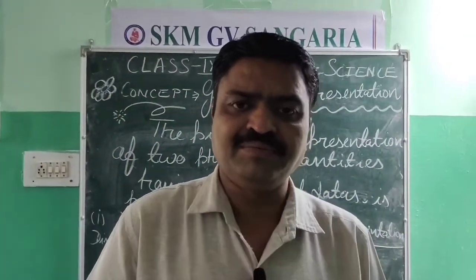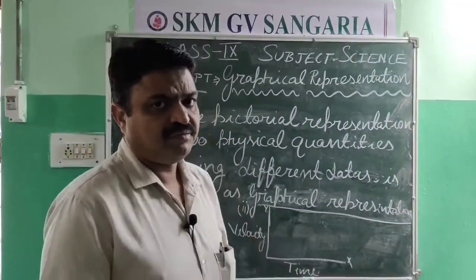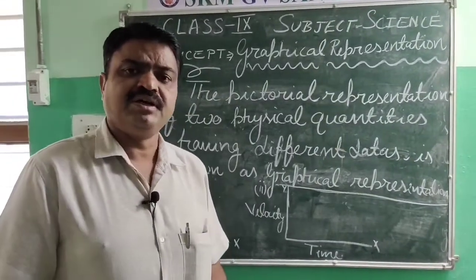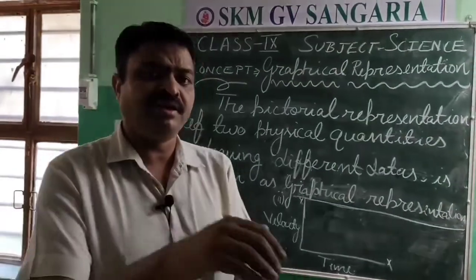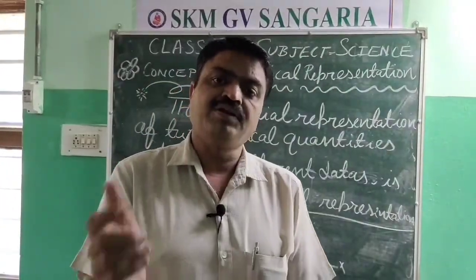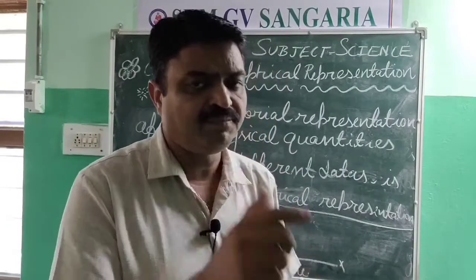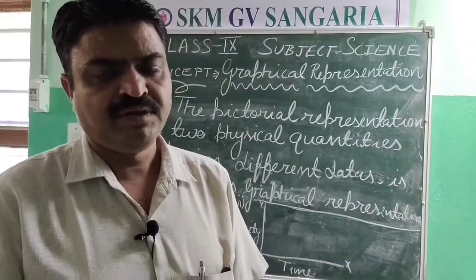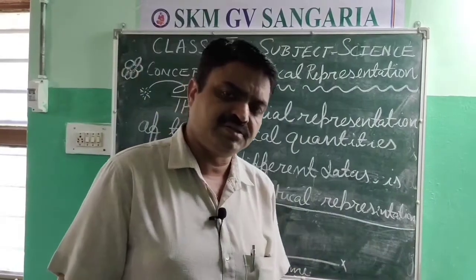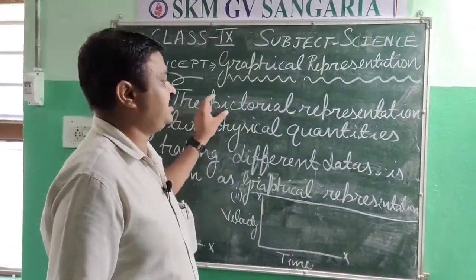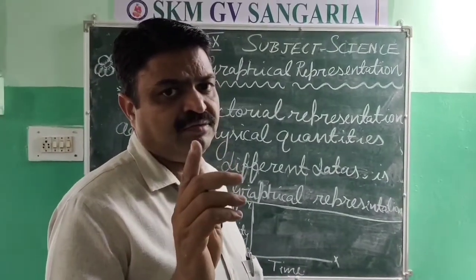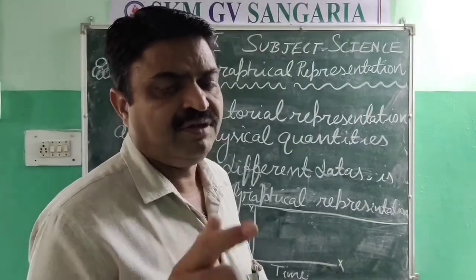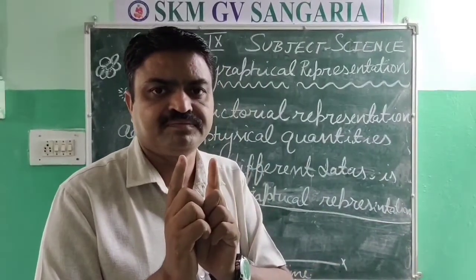Today we will discuss the graphical representation. As you know about physical quantities, all physical quantities can be interrelated with each other with the help of pictorial representation. That pictorial representation is known as graphical representation. In this, two different data of different physical quantities are interrelated with each other.